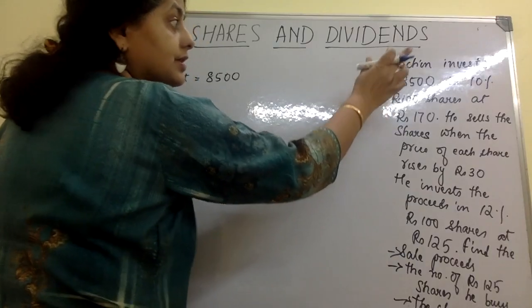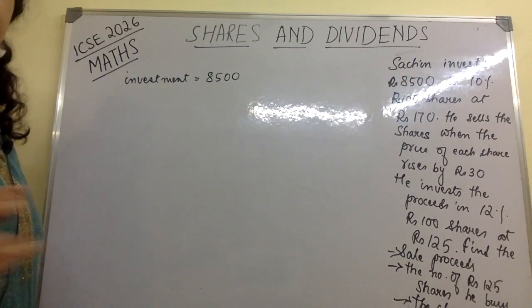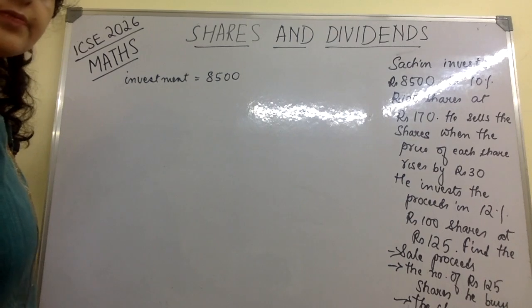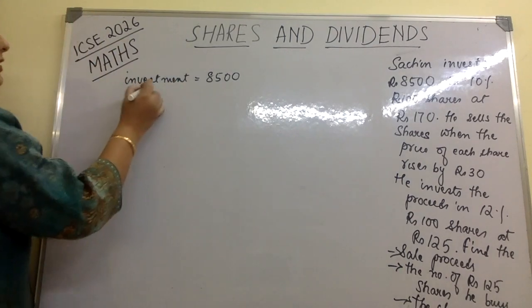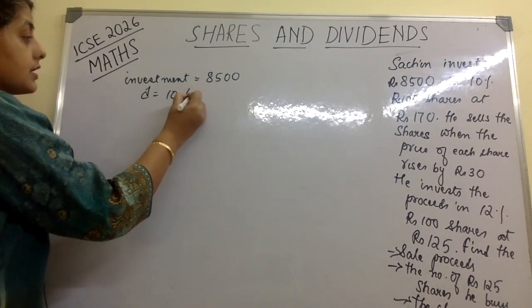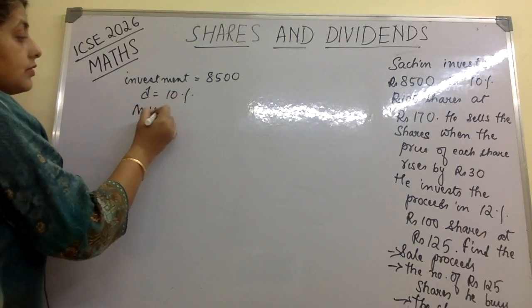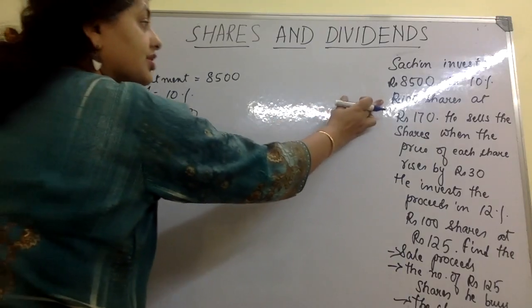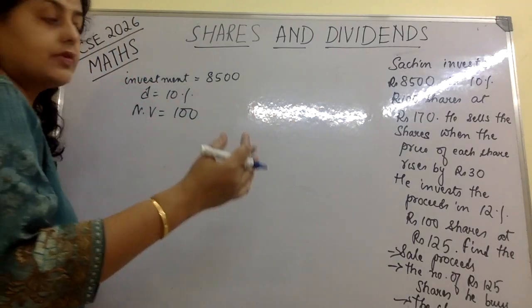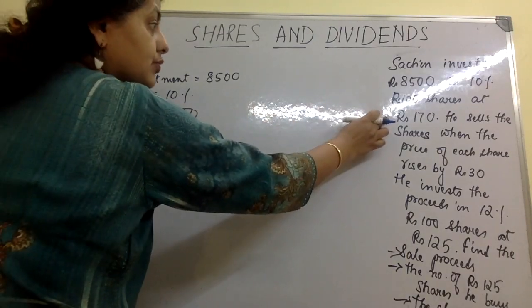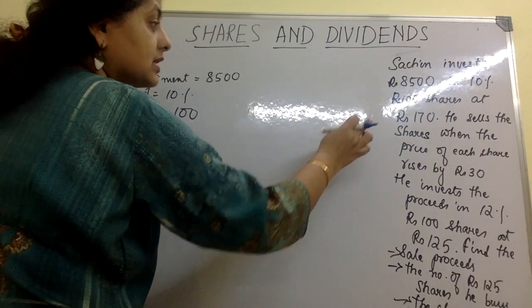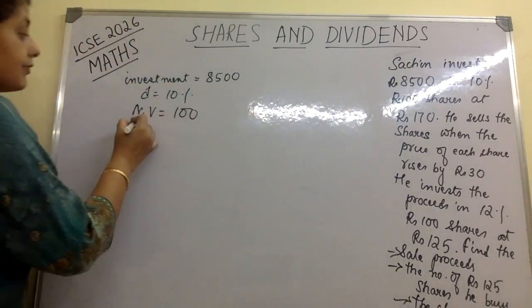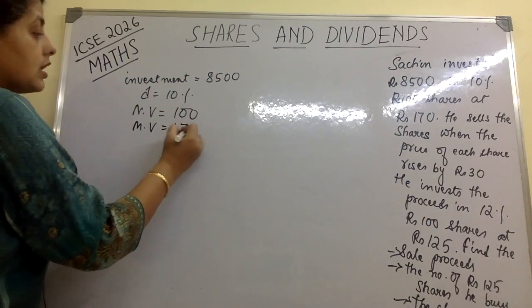Rupees 100 shares at 10%. Okay, so it is rupees 100 shares at 10%. Dividend is 10%. Nominal value is 100. Okay, so you have to understand, rupees 100 shares, when they are using it as an adjective, you have to understand at rupees 170. So Sachin invests at rupees 170, his market value was rupees 170.